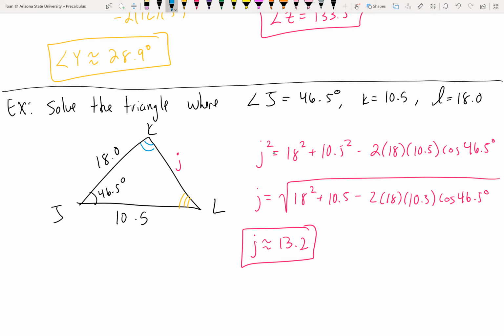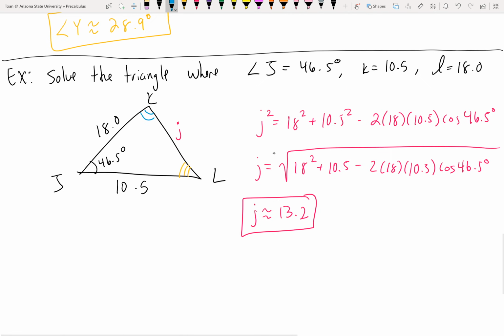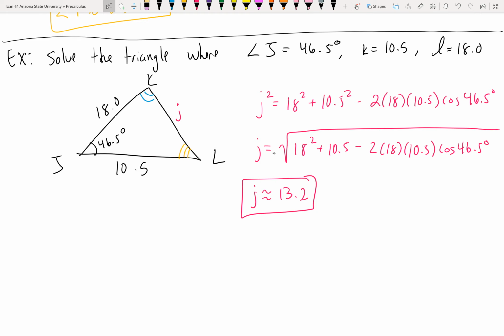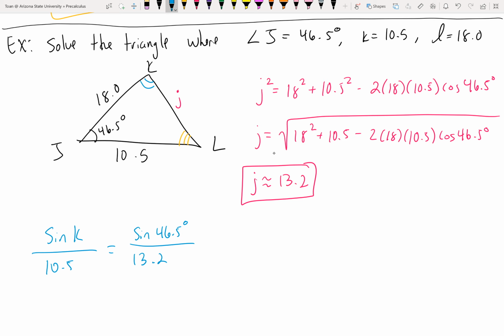Either way, you're going to be using a calculated value, so there is going to be some error in terms of rounding. Let me go ahead and show law of sines and the thought process that you have to think about. This is what I mean by you've got to stop and take a moment to think. So let's use law of sines to solve for angle K. So I'm solving for angle K using law of sines: sine of K over 10.5 equals sine of 46.5 over the 13.2 that we found.